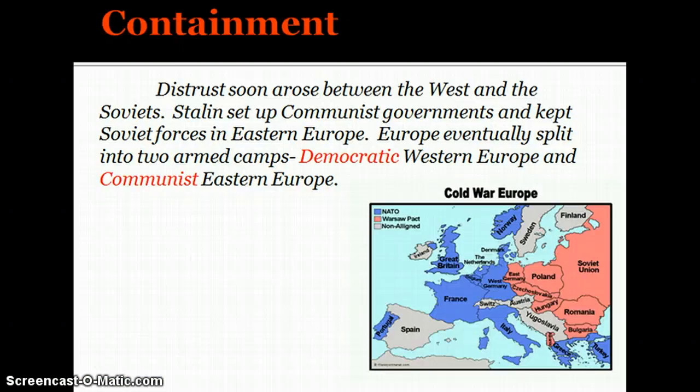Distrust soon arose between the West and the Soviets. Stalin set up communist governments and kept Soviet forces throughout all of Eastern Europe. Europe eventually split into two armed camps: democratic Western Europe and communist Eastern Europe. So we've got the Democrats in the West and communists in the East.